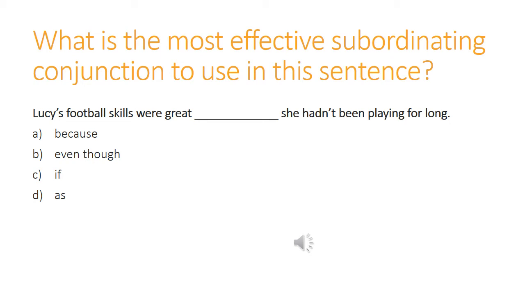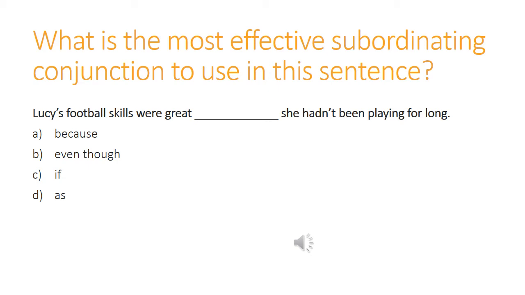Let's start with because. If I put because in this sentence, Lucy's football skills were great because she hadn't been playing for long. It sounds okay, but is it really effective? Is it likely that Lucy's football skills were good because she hadn't been playing? It would be more likely, wouldn't it, that her skills weren't as good if she hadn't been playing long. Therefore, because isn't appropriate. This would be the same for as. So we can eliminate because and as from our choices.